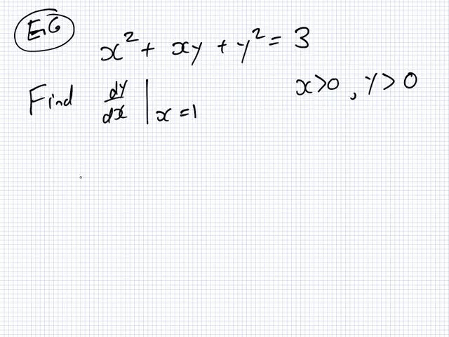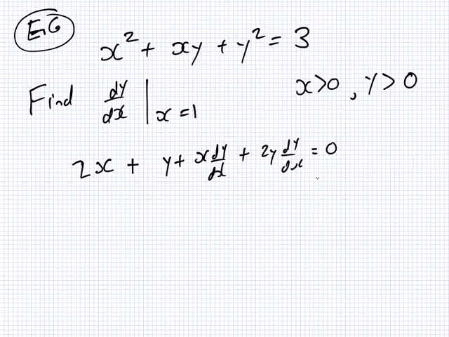Derivative, what is it? 2x plus y plus x dy/dx plus 2y dy/dx equals 0. Did you get that? And then you should get dy/dx equals minus (2x plus y) over (x plus 2y).